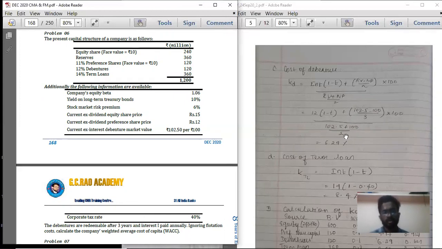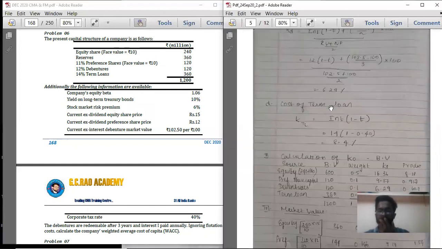Now calculate it. 12 into 0.6 plus 102.5 minus 100 divided by 3. You are getting 0.833. Plus 12 into 0.6, that is 7.2, divided by 102.5 plus 100 divided by 2, that is 101.25, divided by 101.25 into 100. You are getting 6.29%. So KD is equal to 6.29%, that is cost of debentures. So we have calculated cost of debentures using the redeemable debentures formula.